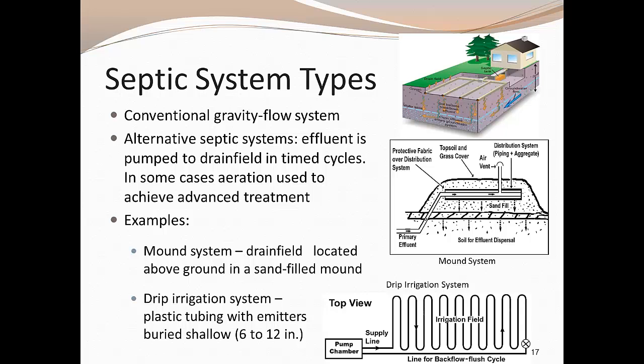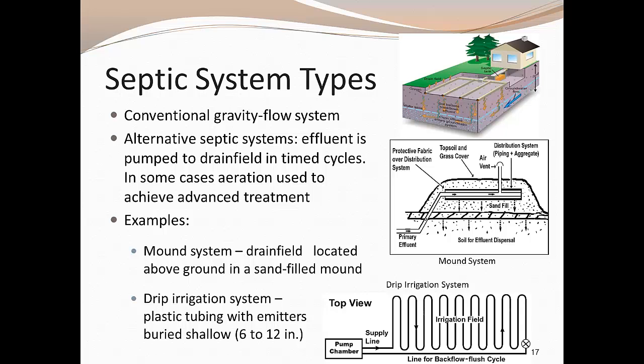While conventional gravity flow systems have been described in detail, they are not the only type of septic system available. Alternative systems are available for those whose sites are not suitable for conventional systems. These alternative septic systems typically involve pumping the effluent to the soil treatment area in timed cycles, often called dosing. Two common alternative septic systems are the mound and the drip irrigation system. The mound system uses a raised soil treatment area consisting of sand fill that allows for additional time and soil volume for infiltration and effluent treatment.